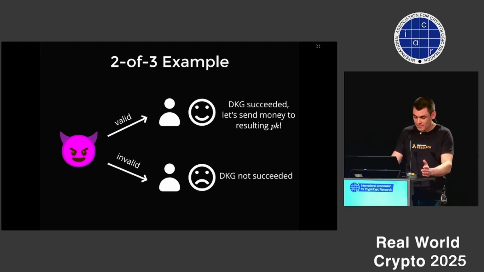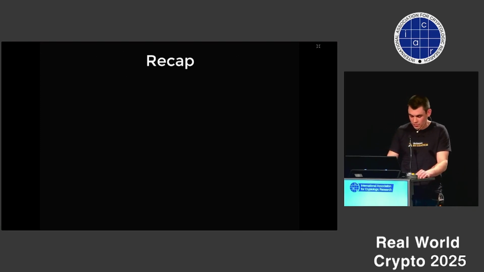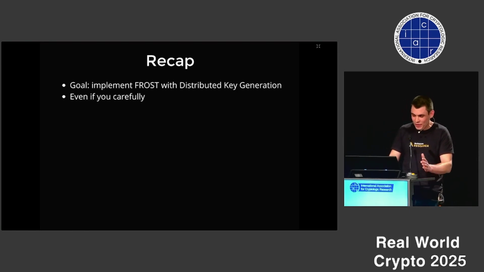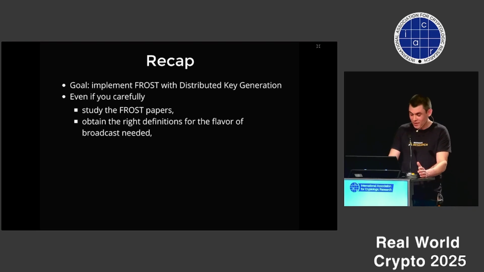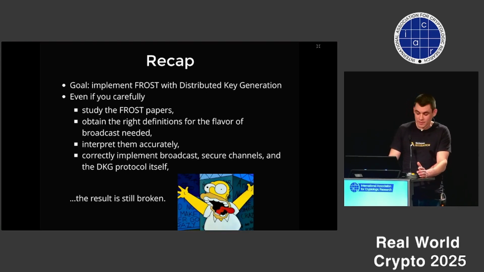So what's the result? In this 2 of 3 setup, 2 signers are either malicious or have failed. There's only 1 signer left, which is not enough to produce a signature. And that means that the coins sent to the public key are lost forever. So let's recap. Our goal was implementing Frost with DKG. But even if you carefully study the Frost papers, obtain the right definitions for the flavor of broadcast needed, interpret them accurately, and correctly implement broadcast, secure channels, and the DKG protocol itself, the result is still broken.